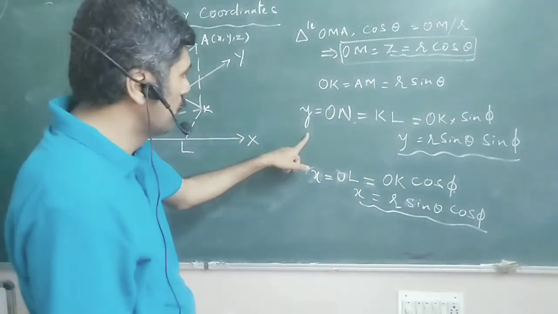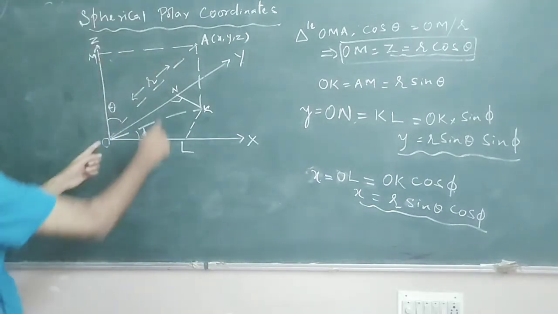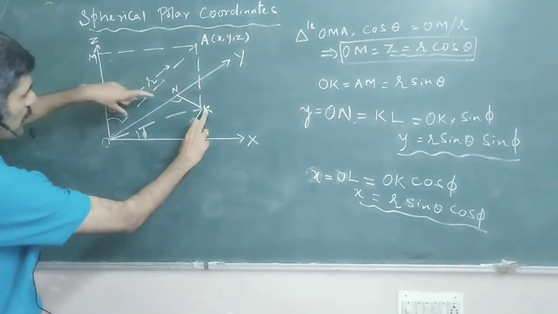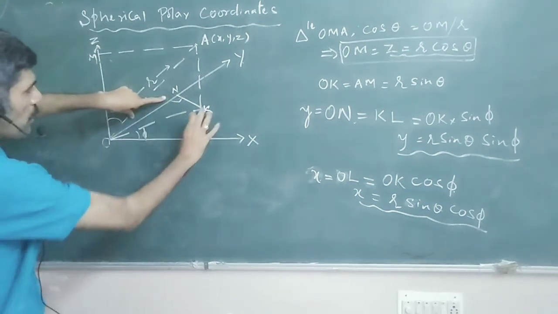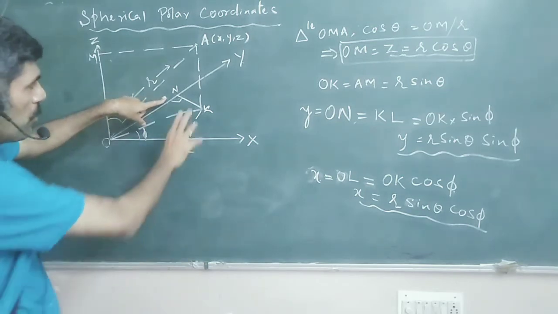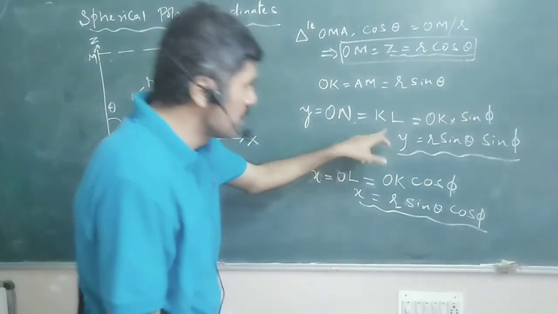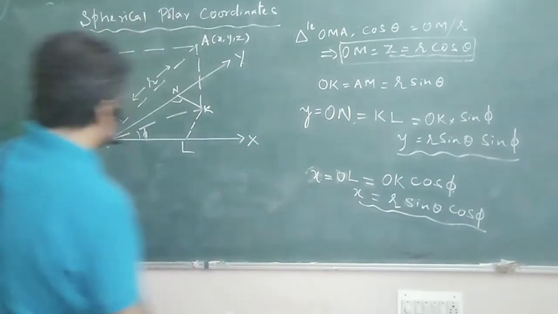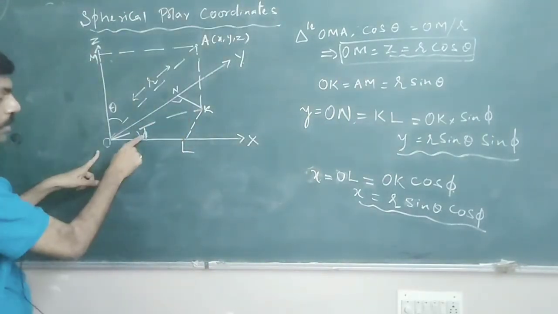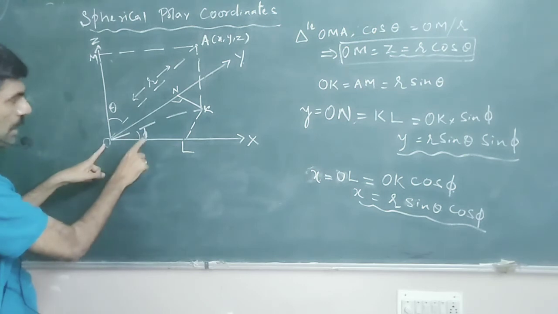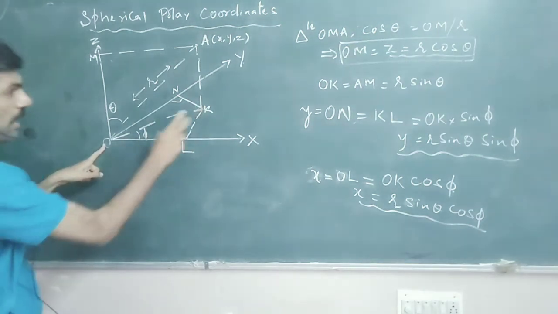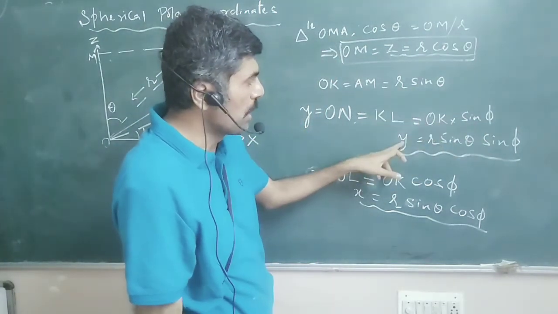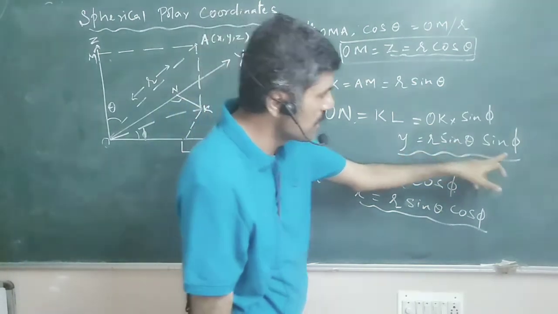Now consider y. What is y? Y is nothing but ON, the perpendicular that we drop to the y-axis. That ON is nothing but KL, the two are parallel, although on the board one looks long and one looks short, but in a three-dimensional picture, both are the same. And by definition, KL can be written as OK sin phi, because in this triangle OKL, sin phi is equal to KL by OK, and therefore KL becomes OK sin phi. Substituting for OK, you get y is equal to r sin theta sin phi.